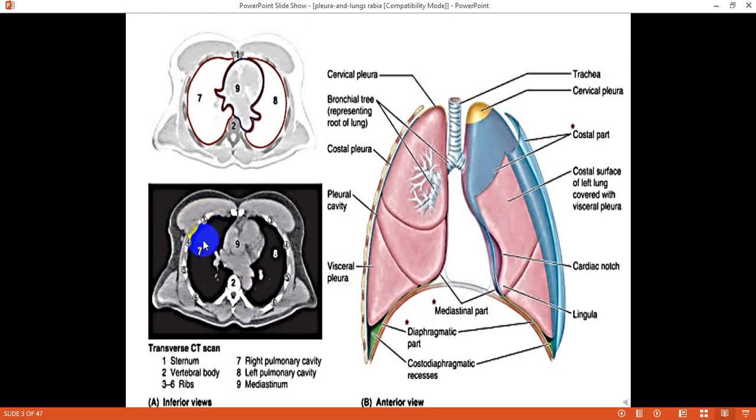So we have 2 pulmonary cavities, right and left. And the central part where we can observe the heart lying and other viscera and nerves, lymph nodes, blood vessels, thoracic parts of the great vessels. They are lying in this median septum, which is called mediastinum. The superior limit of this cavity is the thoracic inlet. The inferior limit is thoracic outlet, which is lined by diaphragm.